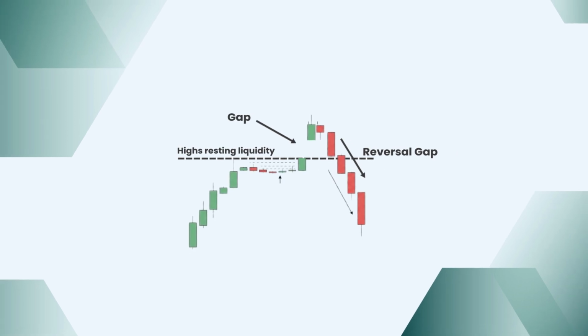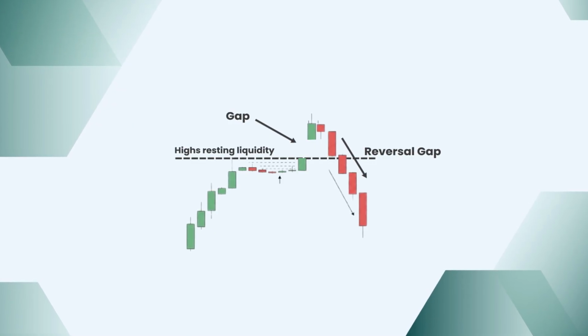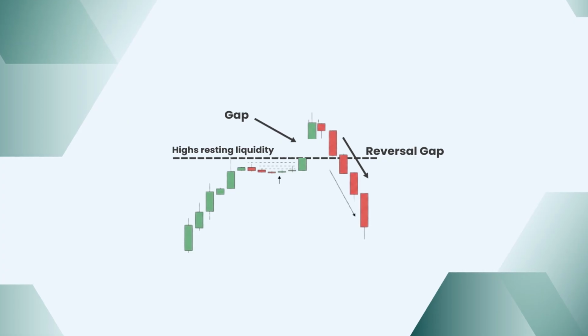In smart money concepts, island reversals often appear around liquidity traps. Institutions allow price to gap into liquidity. Retail traders chase the move. Then price gaps away, leaving those traders stranded.